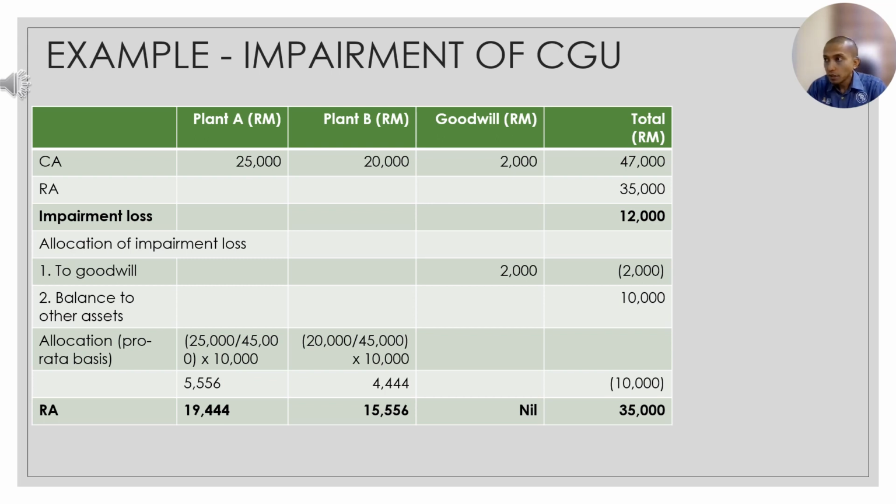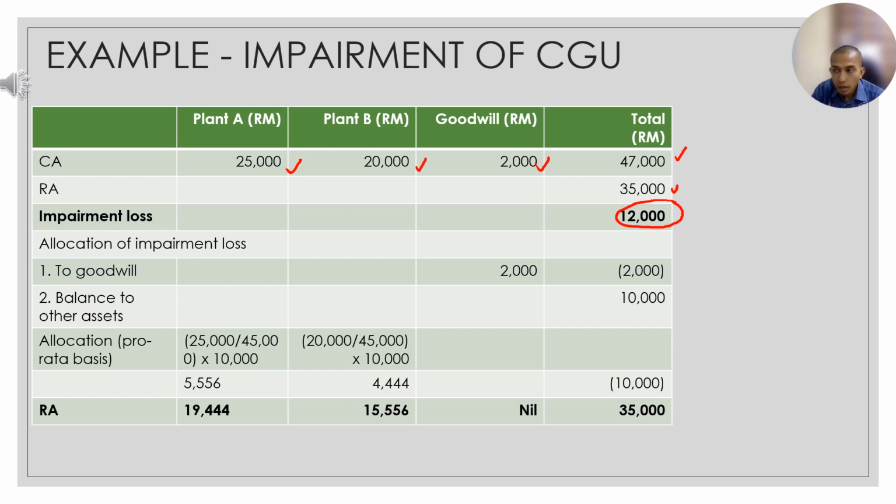Right, so this is an example of impairment loss of a cash generating unit. We can see here the carrying amount of each asset. The question has calculated the carrying amounts for you already: 25,000, 20,000, and 2,000. If you total up all, you get 47,000. The recoverable amount is 35,000. After we minus, we get the impairment loss of 12,000.